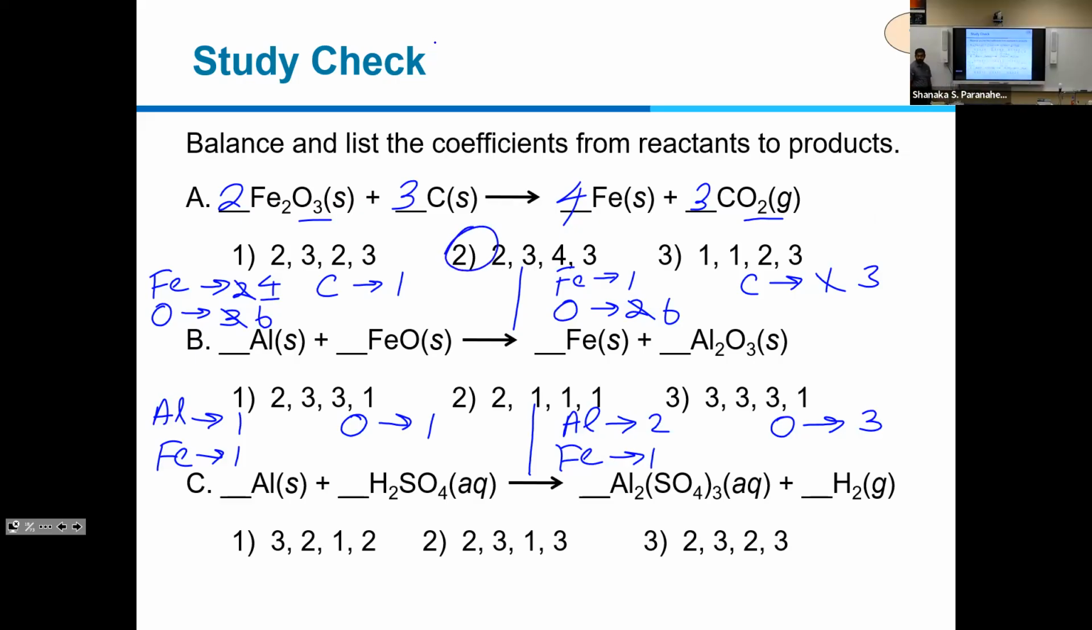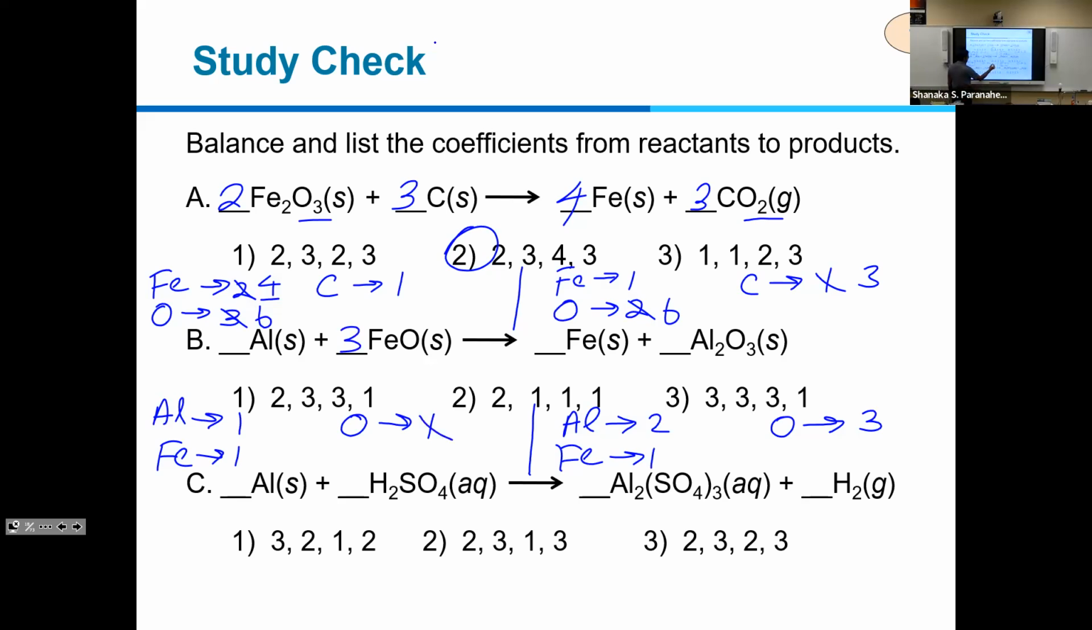And those are the stoichiometric coefficients. Next example. Okay, so aluminum 1, iron 1, oxygen 1. Product side: 1 iron, 2 aluminum, 3 oxygen. Again, oxygen is the best element to start. 1 versus 3, so it's 3, 1. So we can get 3 iron oxide, iron 2 oxide.